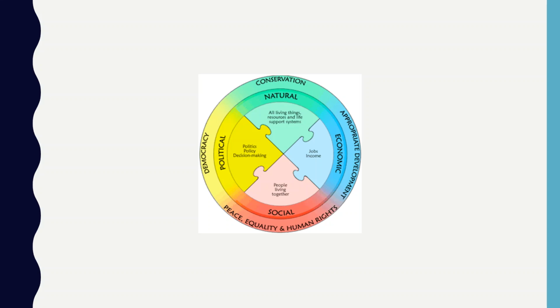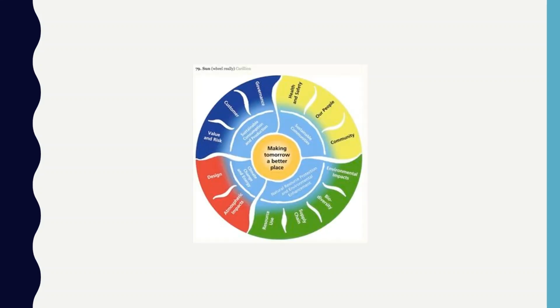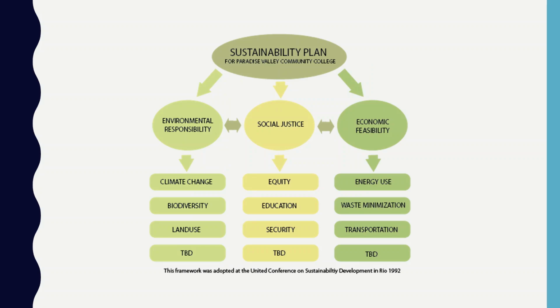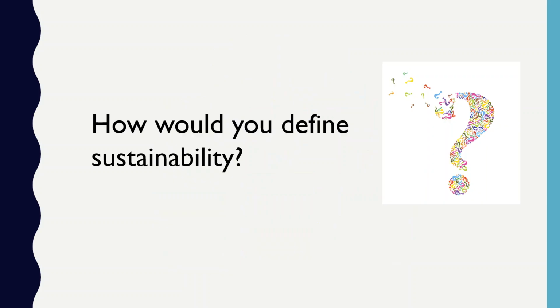But as a kind of nested puzzle piece that goes together, or just kind of spokes almost coming out of a bicycle wheel. This is a sun wheel, looking at sustainable communities and what goes into sustainable communities or natural resource protection. Here is a sustainability plan from a community college. Again, all these are kind of a takeoff on that three approach, but kind of what goes into each of these. So what we're going to talk about and what you're going to do is tell me how you would define sustainability. What would that look like for you?